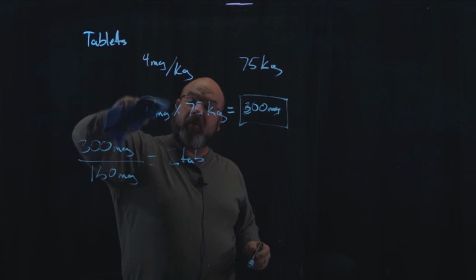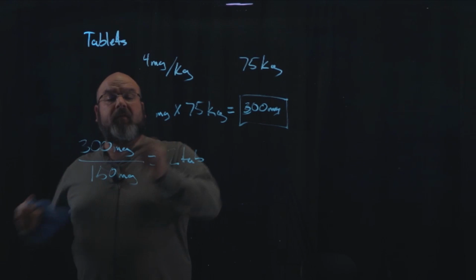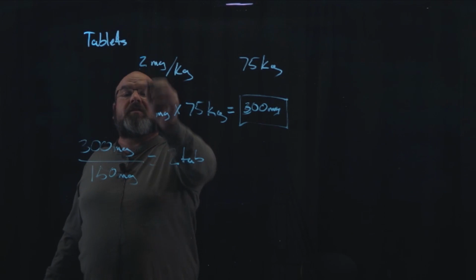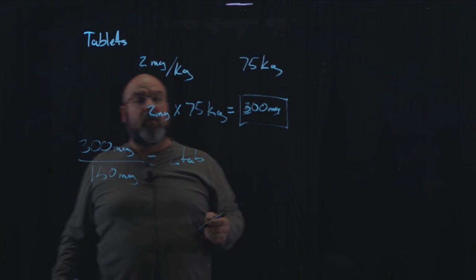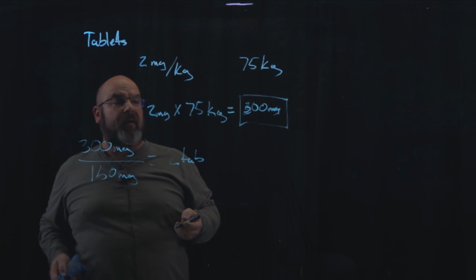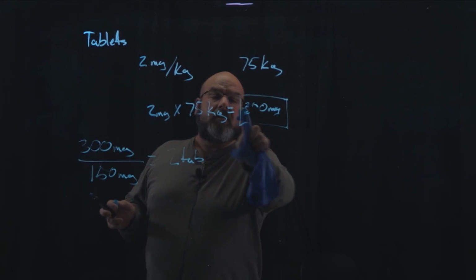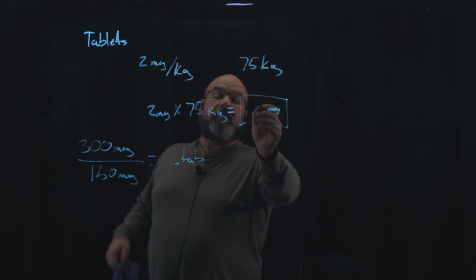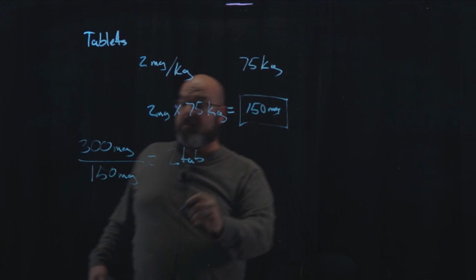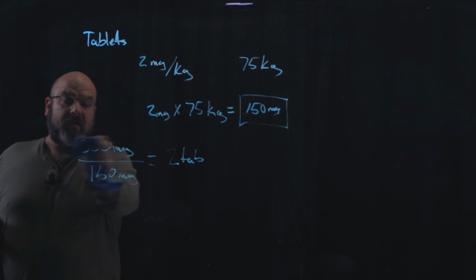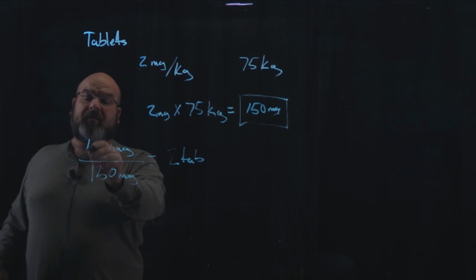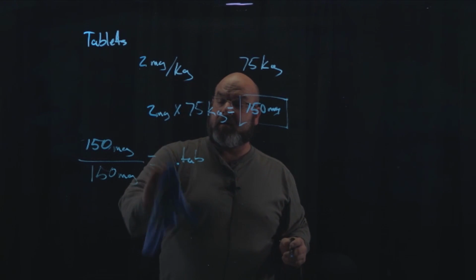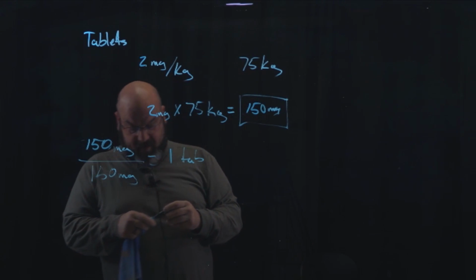So now, if we go back to the original, what I was thinking I did in the first place, and our dosage changes to 2 milligrams per kilogram, same 75 kilogram patient. So now we're going to give 150. That changes this down here to 150, 150, 150. So now we're going to give 1 tablet of that medication.